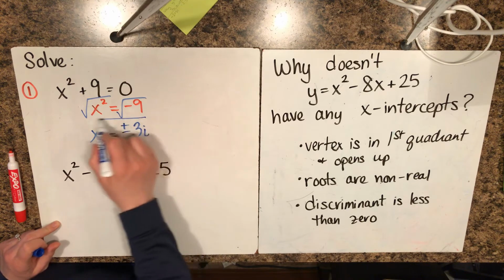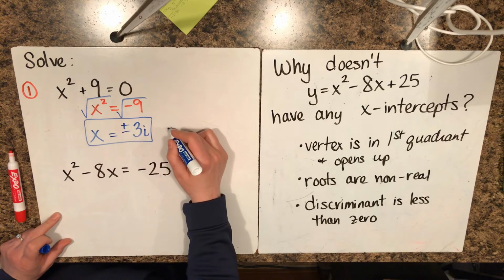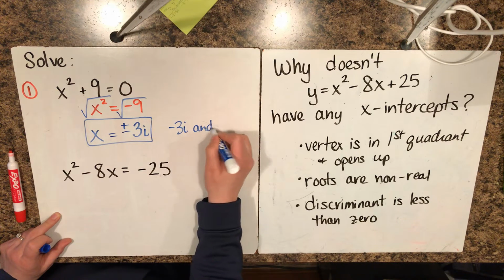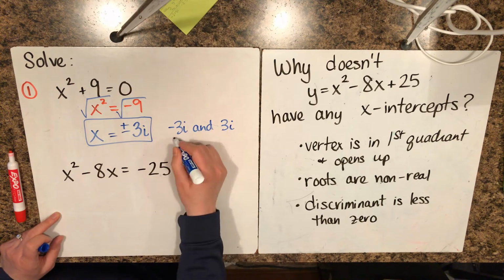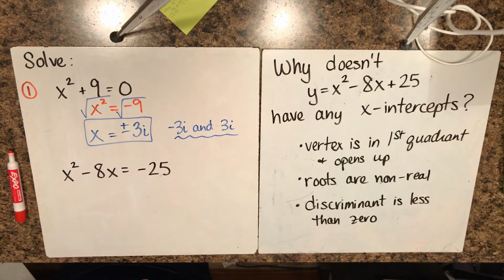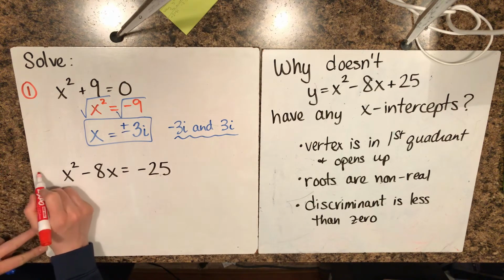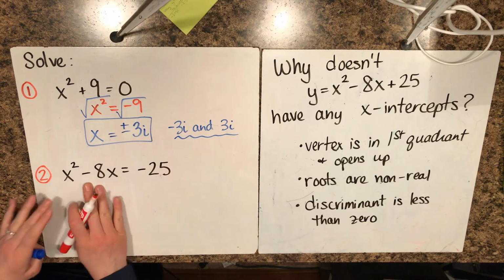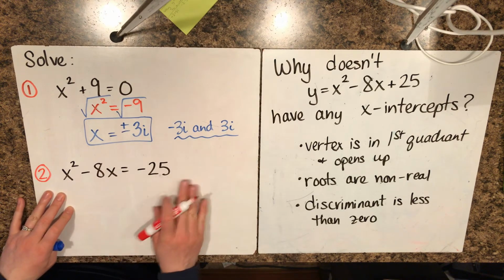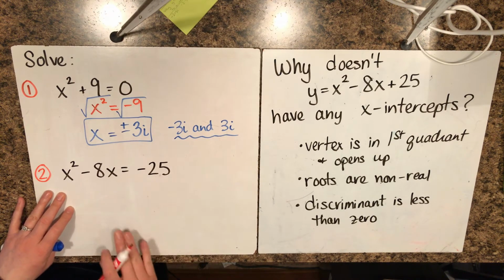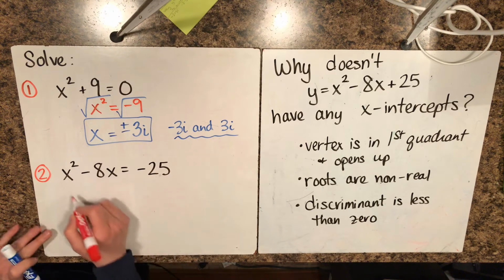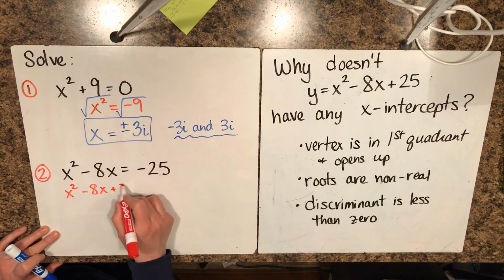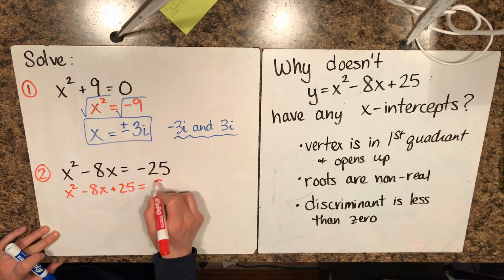The way it was written, I think, as an answer choice was negative 3i and 3i. Okay, those things mean the same. That was the right answer choice. In number 2, it also asked you to solve a quadratic, and this is set up really so that you could do complete the square, or you can add 25 to the other side, set it equal to 0, and use the quadratic formula.